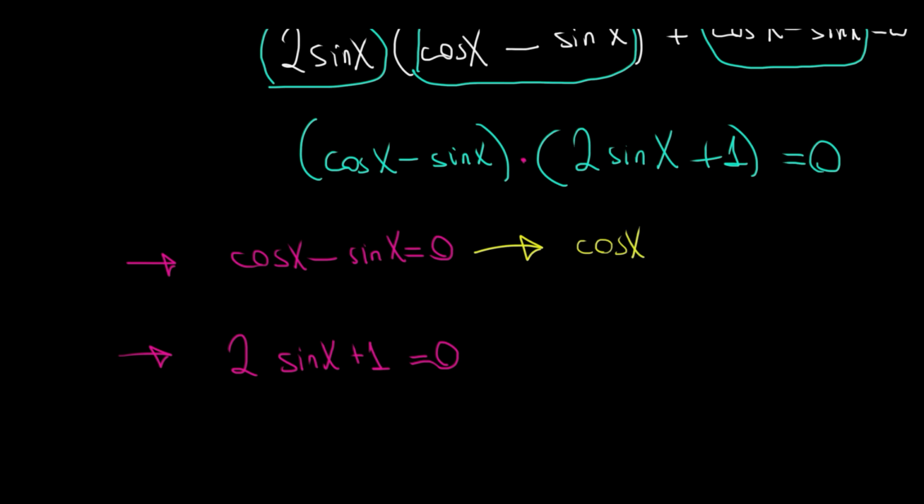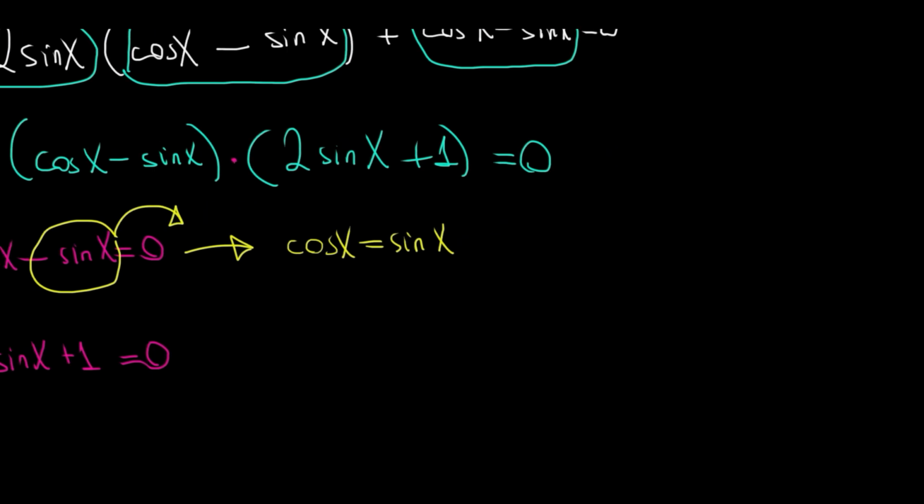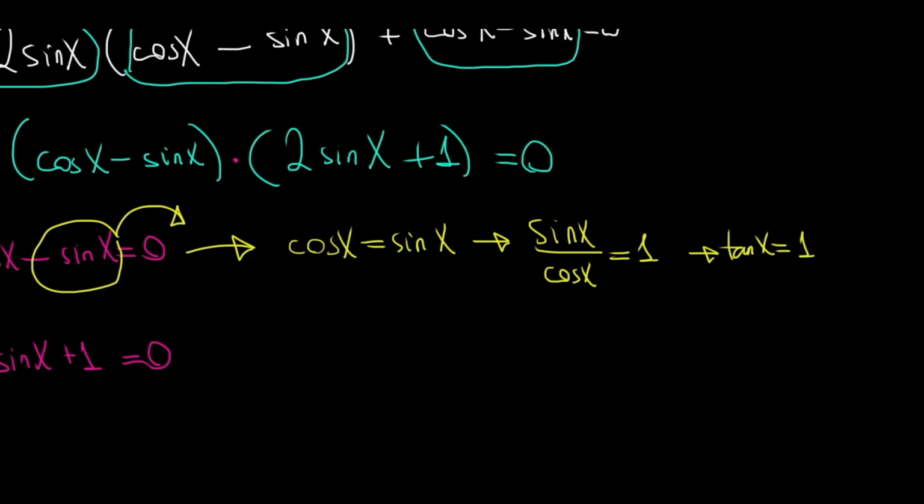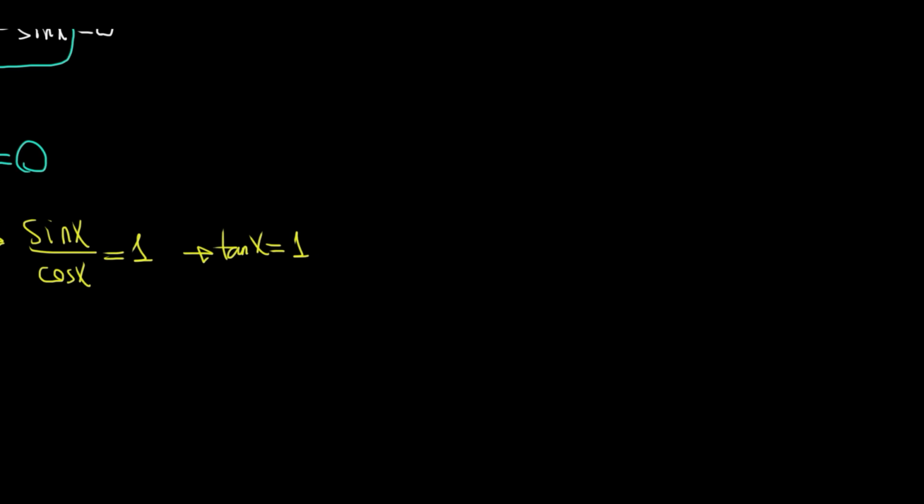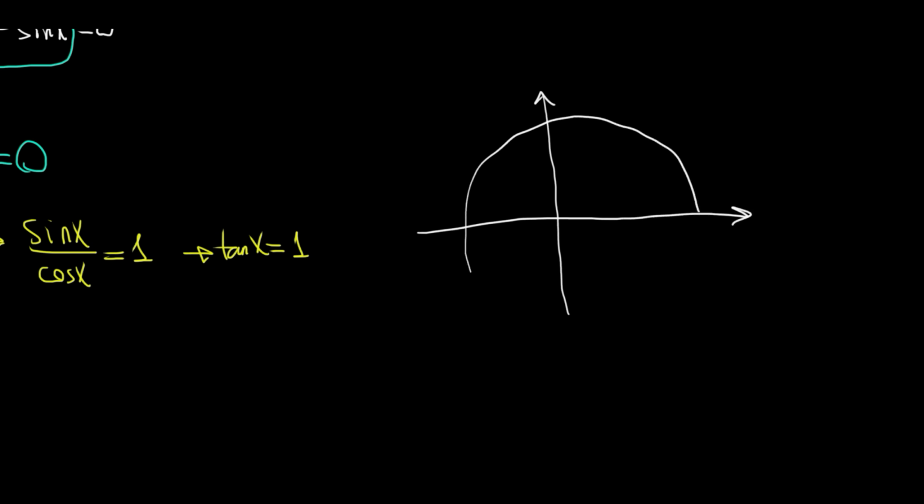That's equivalent to saying cosine of x equals sine of x, since I just transferred it to the right side. Then I can identify the fact sine of x divided by cosine of x equals 1. In other words, tangent of x equals 1. Now we have to make use of our unit circle. If you remember the unit circle, where we have the radius of this circle as 1 to apply some trigonometric rules, the tangent of x was equal to 1 at 45 degrees. That's something you want to remember.